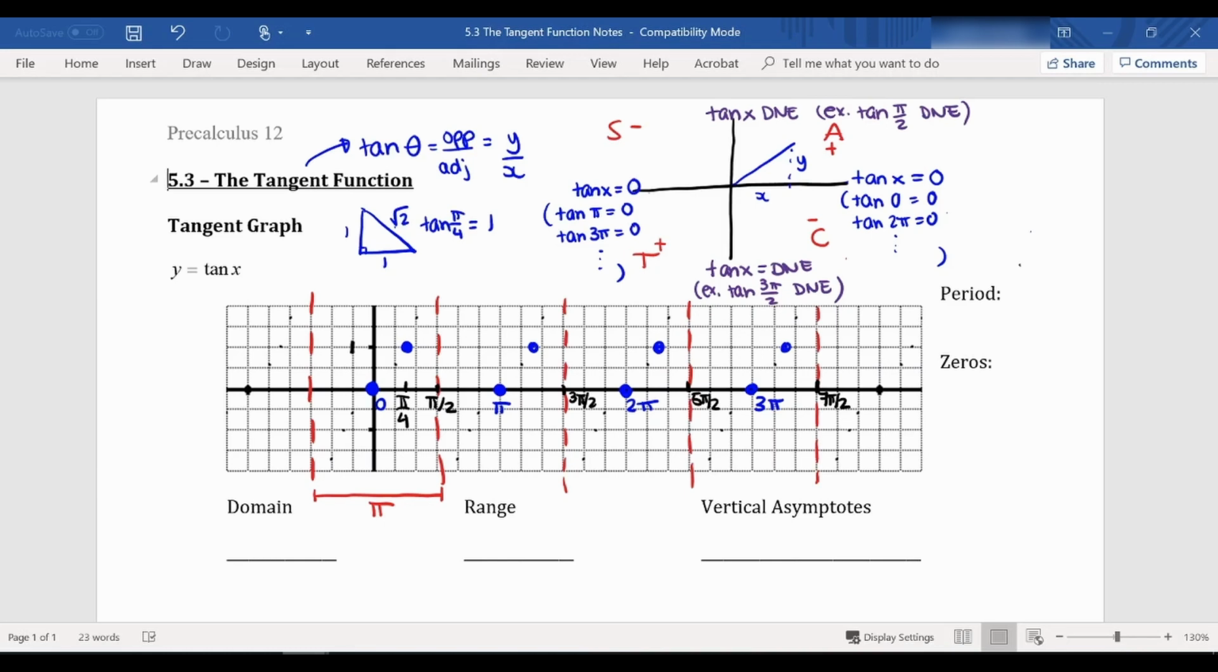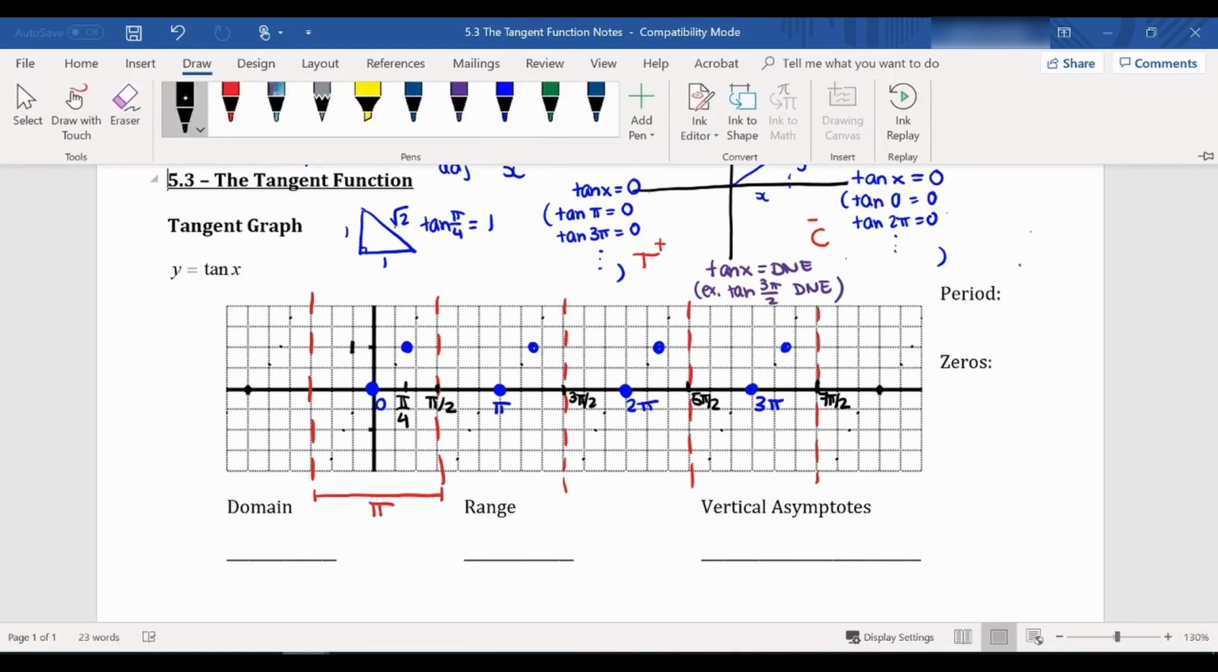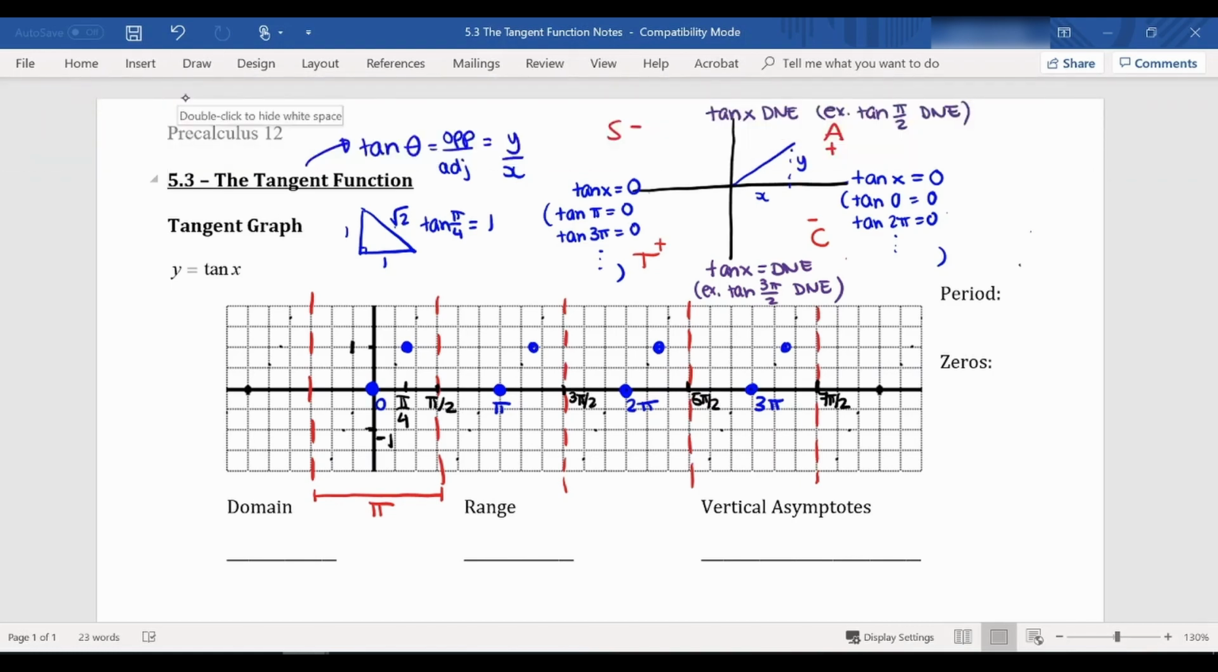If we think about the negative quadrants, if we put this same triangle that we just drew in one of the negative quadrants, tangent would be negative 1. So halfway between the center point and the left asymptote, we are going to have a point where y is negative 1. And so we're going to draw that in. Halfway between the center point and the asymptote at a y value of negative 1.